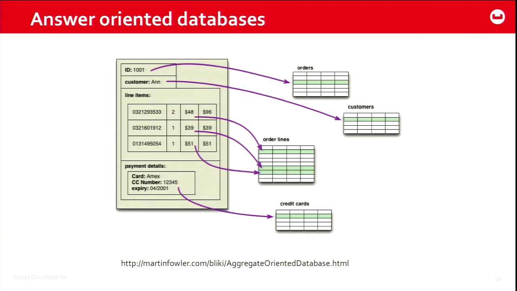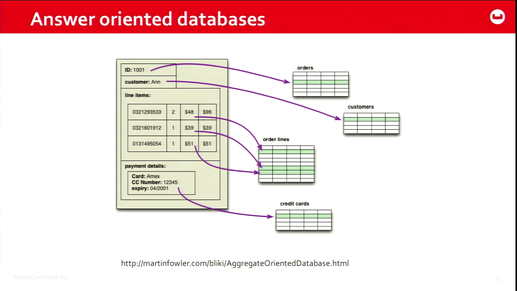Whereas if we were to enter that into a computer system backed by a relational database, we would split all of that out into neatly normalized rows in different tables, and every time we want to query it, we'd piece all of that back together and present it back as a single order form. Whereas in the aggregate-oriented database model, Martin Fowler says it's much more efficient to store together the data that we access together.